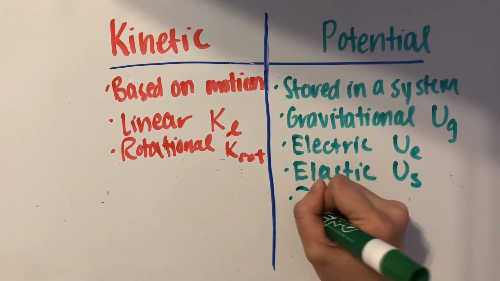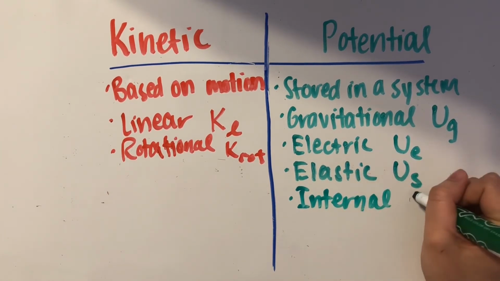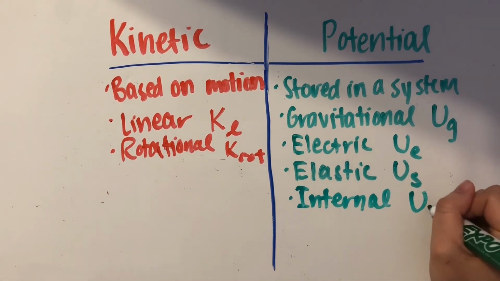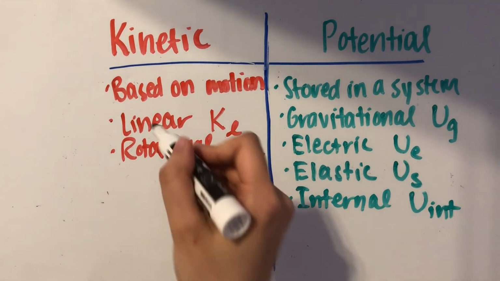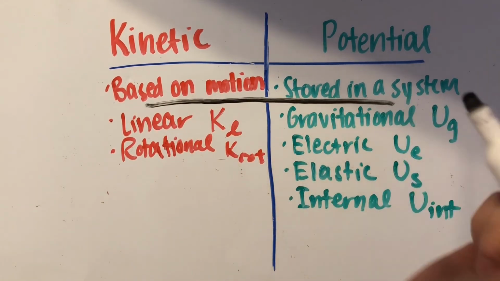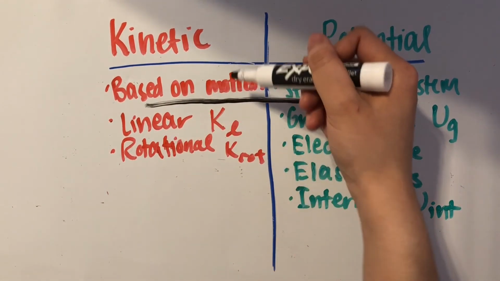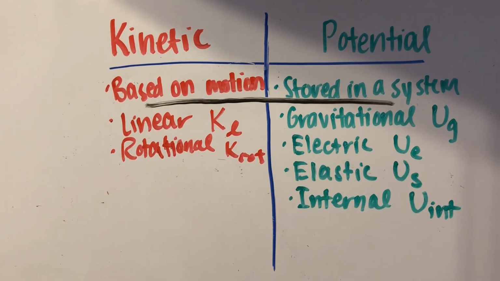Finally, we have internal potential energy, which is based off of the internal frictional forces inside a system. And so the most important thing to note from today is that this is what really sets kinetic and potential energy apart, and everything below this line is the types of kinetic and potential energies that you'll need to know for now.